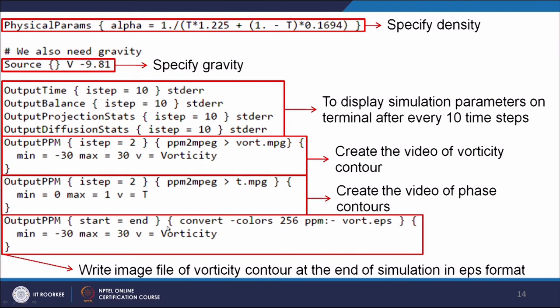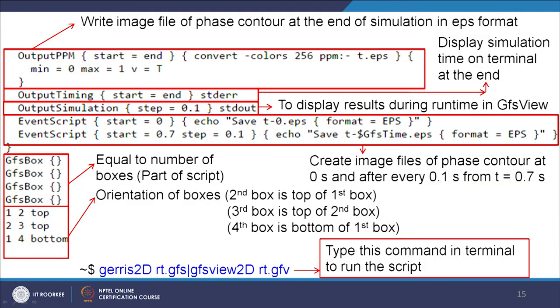Okay. Next, I will be showing you how to create the boxes. As I have shown you over here, you see we had 4 boxes. So, GFS box, I have written 4 times. So, this signifies you are having 4 boxes. And how are the boxes placed over each other? The second box will be placed on top of the first, the third box will be placed on top of the second box, and the fourth box will be placed at the bottom of your first box. So, the orientation of the boxes is given over here.